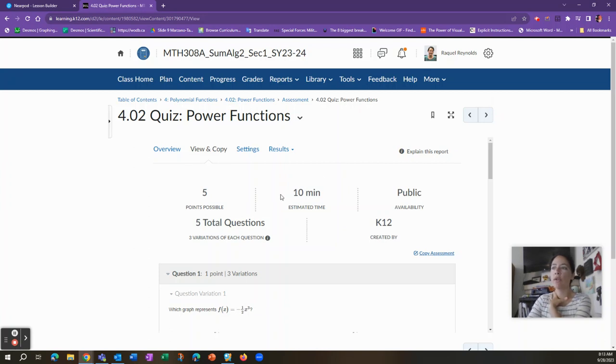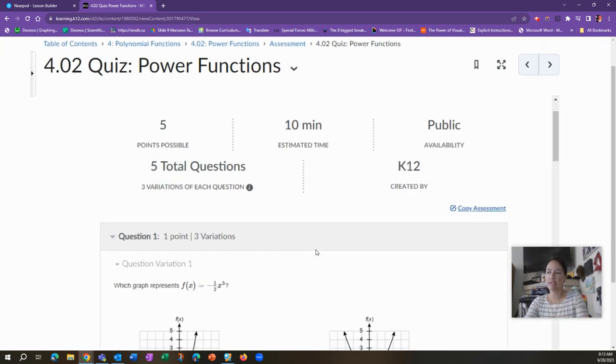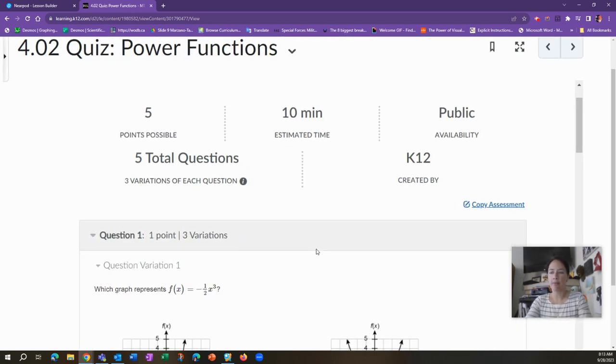All right, so power functions. We've moved on to something called power functions. So here we go. Let's talk about this. Which graph represents this function? So really quickly, and we'll go over this in more detail.